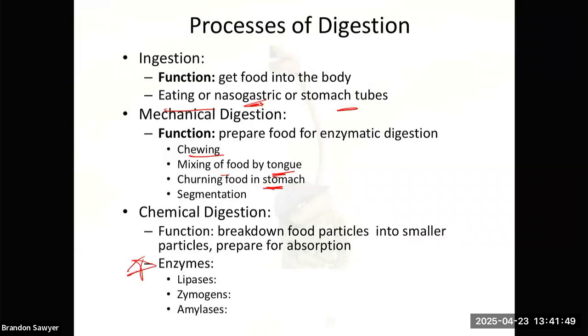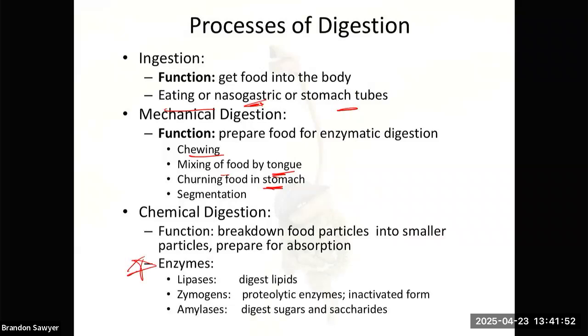We have three primary classes of enzymes. Lipases are ones that help us with lipids. Zymogens are what are also called proteolytic enzymes, which means they break down protein. Zymogens are the inactivated form of those. And then we have amylases. Amylases break down carbohydrates. So lipases, zymogens, and amylases, three classes of proteins that help us break down things. First one breaks down lipids, second one breaks down proteins, third one breaks down carbohydrates.